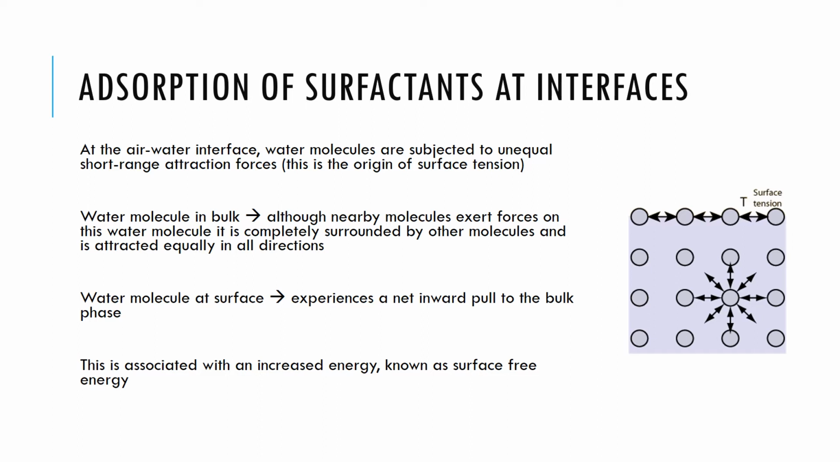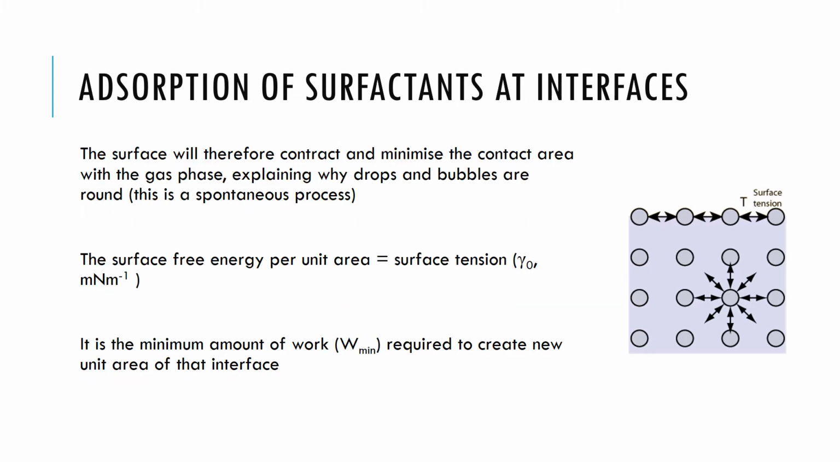And I think that slide describes exactly what I described on the previous page. What happens then is that the surface with its increased free energy contracts because it aims to minimize the area that is in contact with the gas phase, because that's more energetically favorable. And this results in something we call the surface free energy. It's a surface free energy per unit area of the interface or the surface, and this again is surface tension. It's measured in millinewtons per meter.